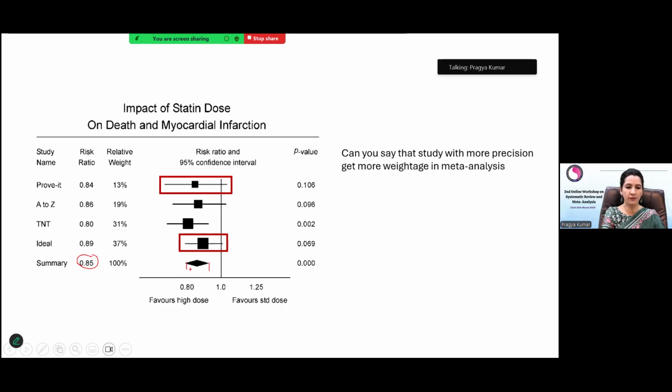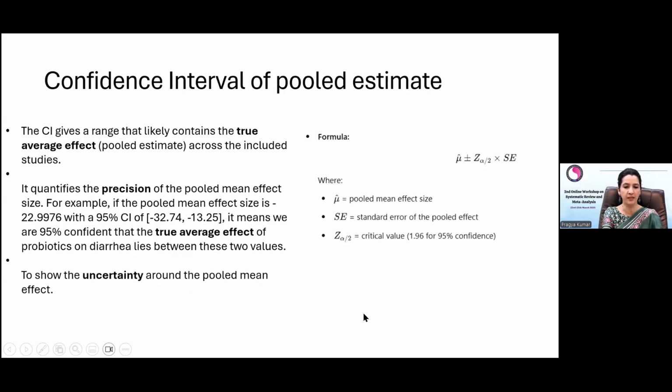And if you see the confidence interval, it is 0.8 and probably it will be, I don't know, 0.95 or something. The value is not given. In the statistical result, it is there. So what is this confidence interval of pooled effect?